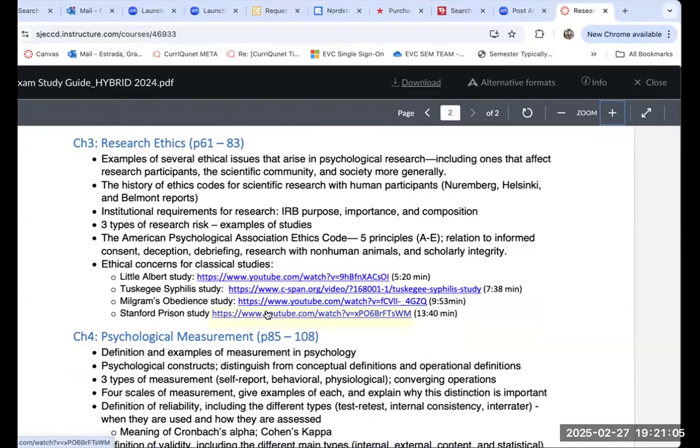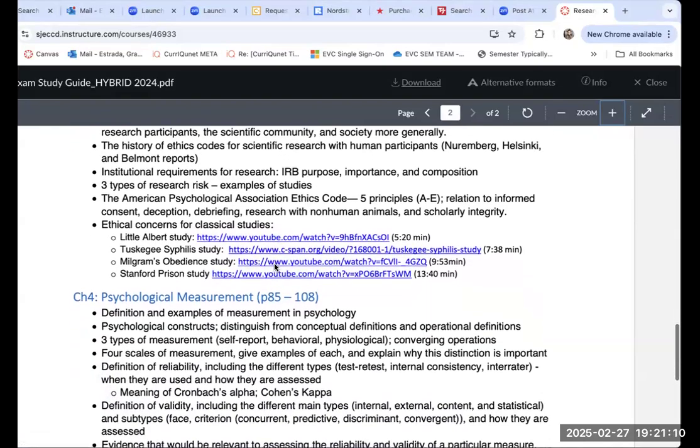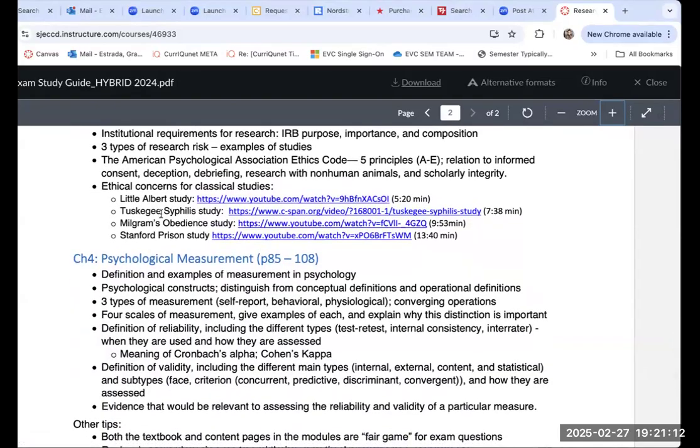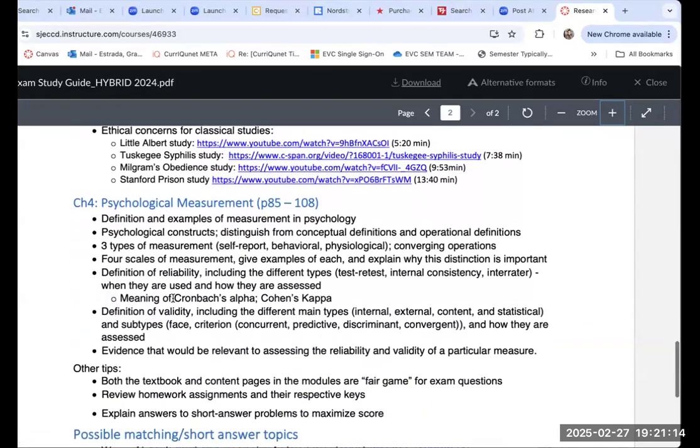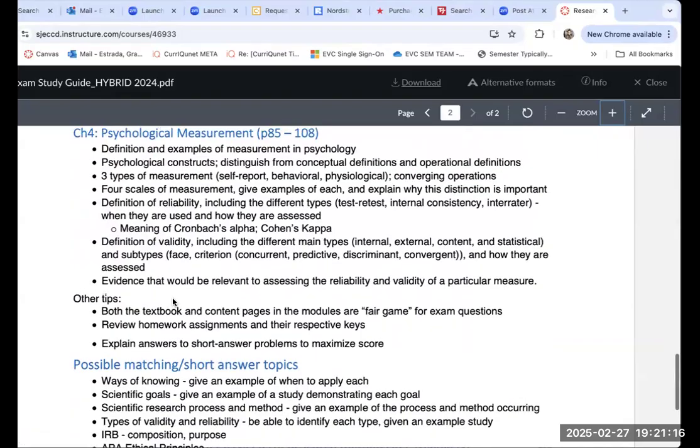Research ethics, we went over that. The APA principles, and yes, you need to know these 4 studies. Measures, chapter 4, we went over earlier, and I have the recording for that as well.